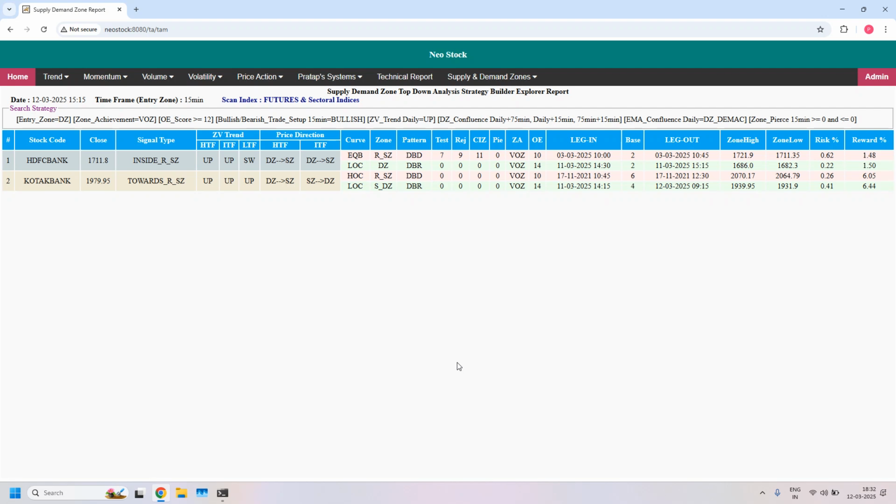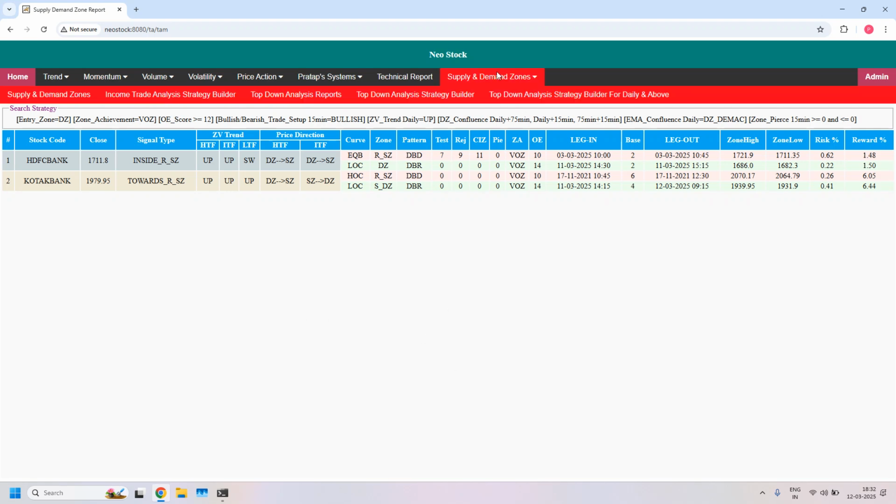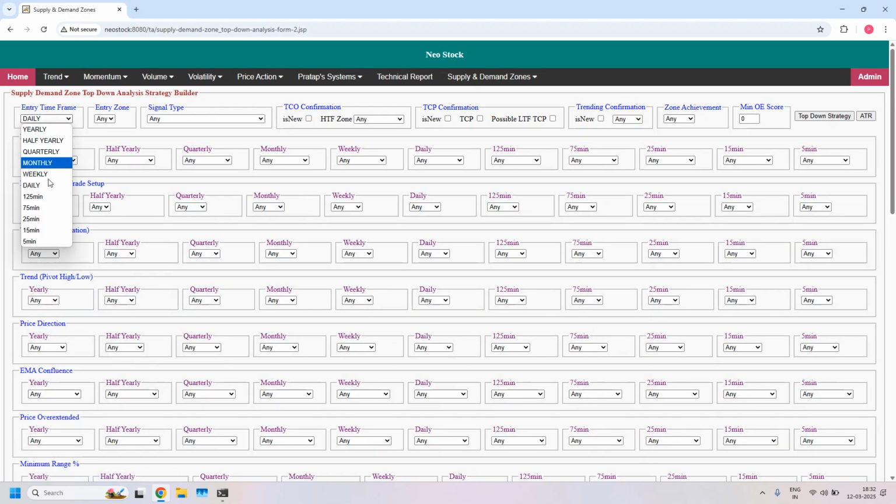So this is the bullish trade setup for daily income trade. Next, the bearish trade setup for daily income trade. Entry time frame is 15 minutes. Entry zone is supply zone.